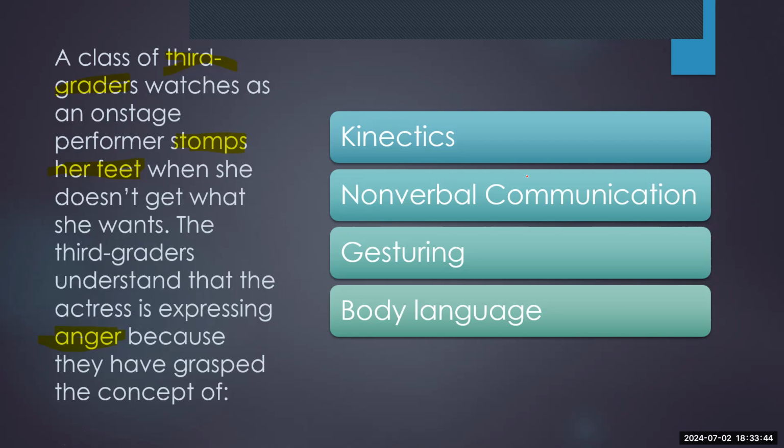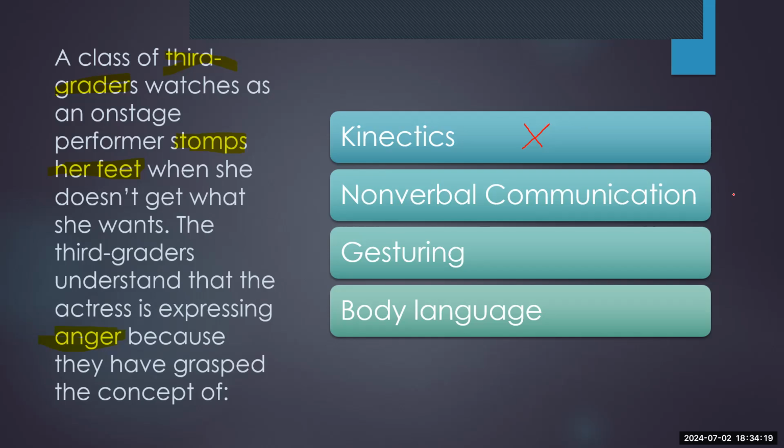All right, so let's look at each of these individually. What about kinetics? What does kinetics show? That's movement, isn't it? Yeah, kinetics means movement. So she's stomping her feet. Does that mean that she's just showing movement? She is moving, but you wouldn't interpret that as anger. So this does show movement, but it does not have an emotion attached to it.